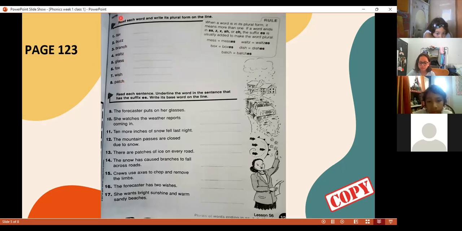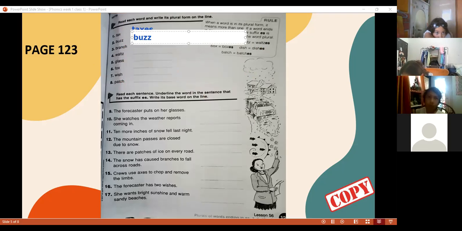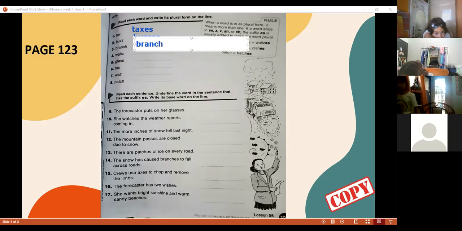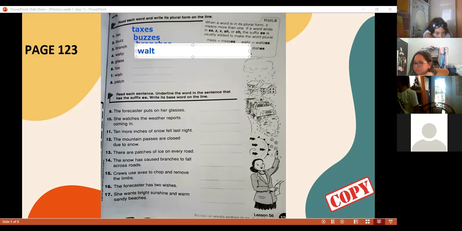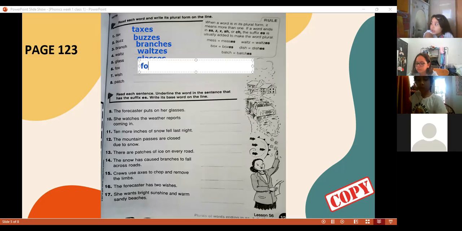For example, tax. How is going to be the plural for tax? Taxes. Taxes, we add ES, that's right. What about bus? Buses. We just write the ES at the end. Branch. Branches. ES at the end. Wolf. Wolves. Glass. Glasses. With ES. Fox. Boxes. With ES also. That's right.